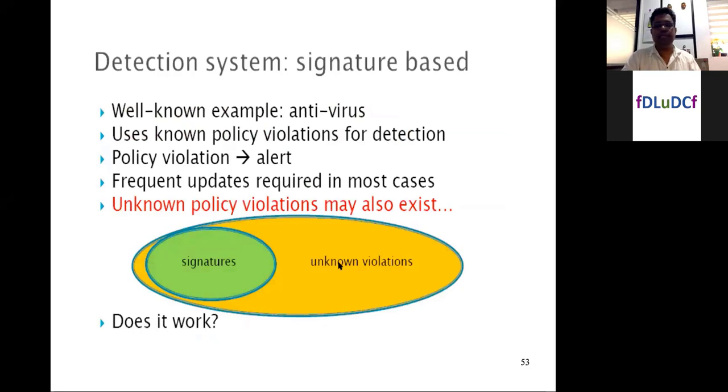Both methods are not 100% secure, or both methods are not perfect. For example, let's take the signature-based system. The most widely used signature-based intruder detection system is a virus scanner, or the antivirus scan. It's an intruder detection system, plus it is an intruder prevention system because it can remove the virus as well. So antivirus uses a signature-based model.